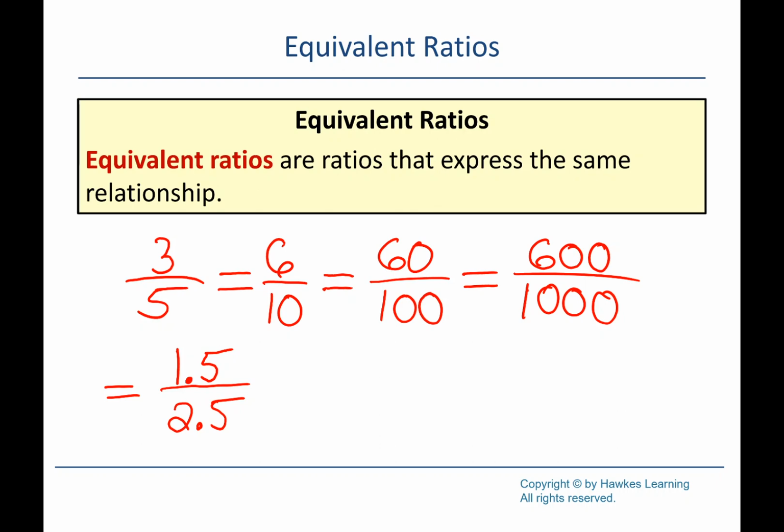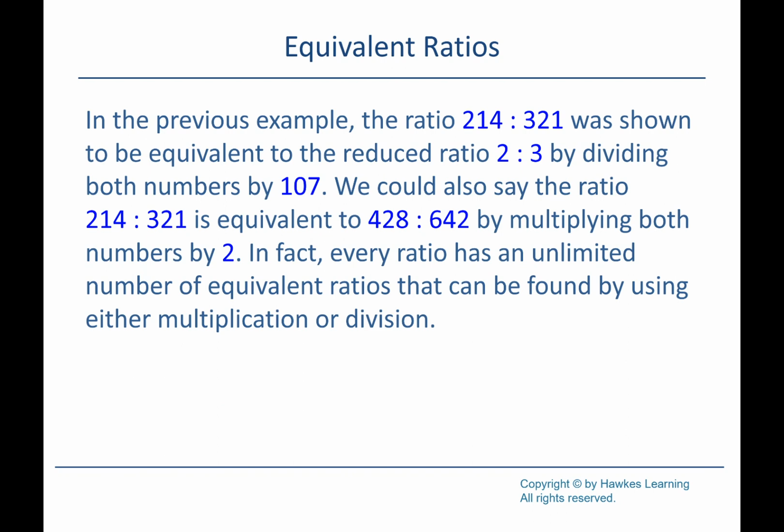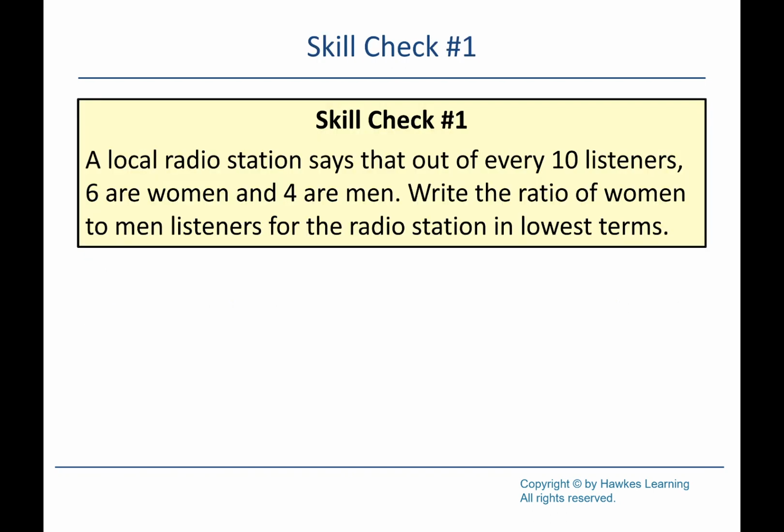Okay. Let's look at another one here. All right, this one says a local radio station says that out of every 10 listeners, 6 are women and 4 are men. Write the ratio of women to men listeners in lowest terms. Okay. So that means we want the smallest whole numbers we can use. Okay. So again, the main thing to focus on these is what order we're doing them in. So here we want the ratio of women to men.